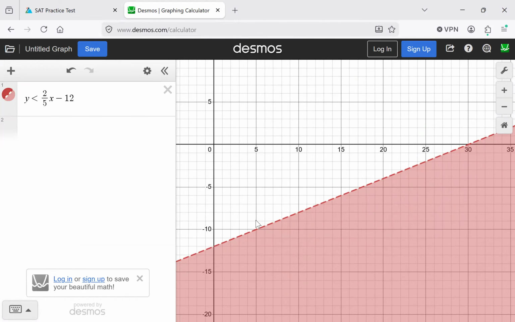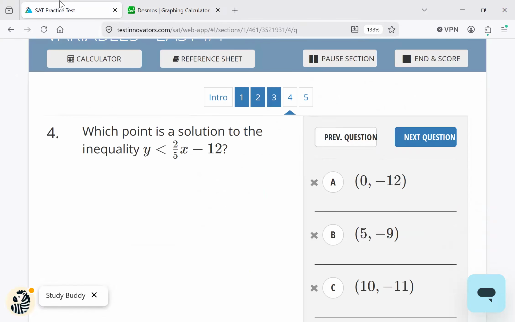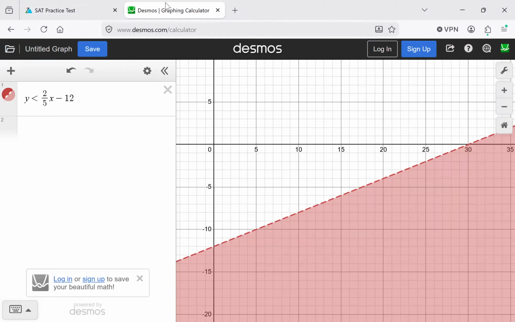No, 5, 9 is right here. See how it's above the dash line? So definitely no. What about 10, 11? Yeah, it's 10. Here's -10. So -11 would be right here. So yeah, it would definitely be in our boundaries, right? You see that? 10, 11. Yes, like right here. So that would be true. Okay.